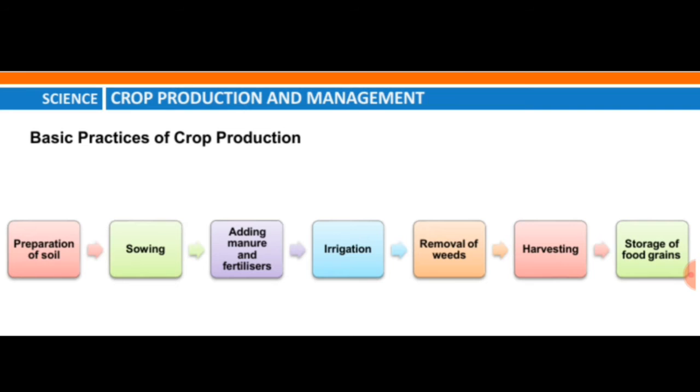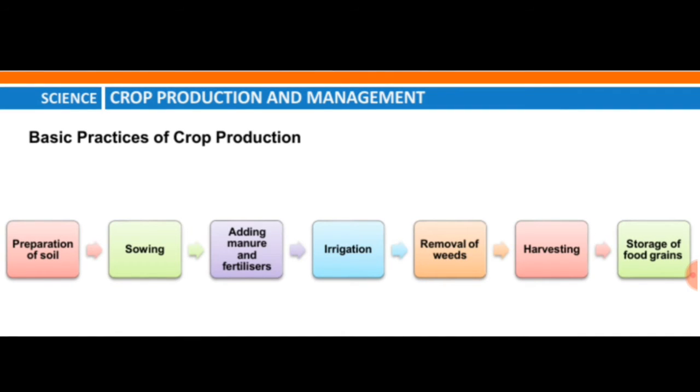So, now we are going to look at the crop production process. So, there are 7 steps. First is, of course, the preparation of the soil. Second is sowing, when you sow the seed. Third is adding manure and fertilizers. Fourth is irrigation, which basically means watering the plants at regular intervals or whenever required.